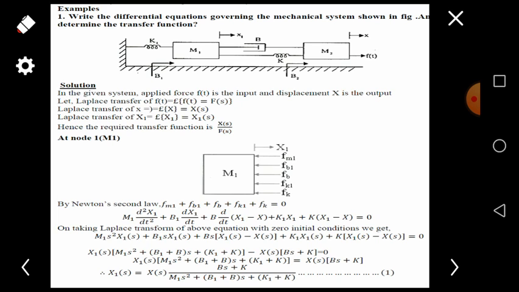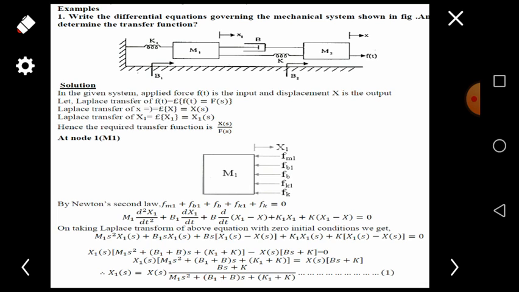From this, we are going to take the common value of X1(s) from the equation, and the common value of X(s). We are getting X1(s) into m1 s square plus (b1 plus b) into s plus (k1 plus k), minus X(s) into (bs plus k) equals 0. So X1(s) times (m1 s square plus (b1 plus b)s plus (k1 plus k)) is equal to X(s) times (bs plus k).